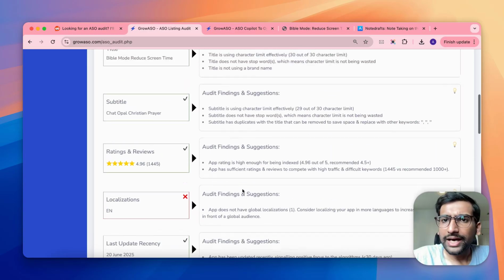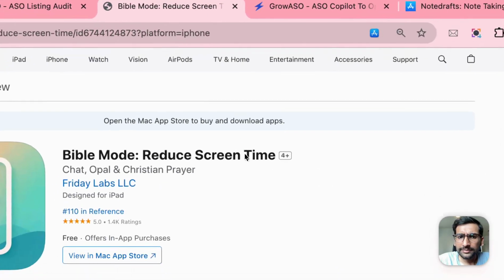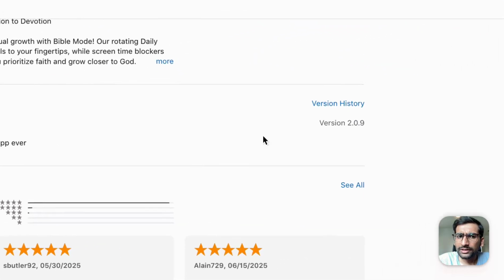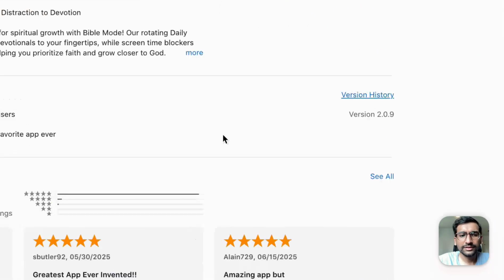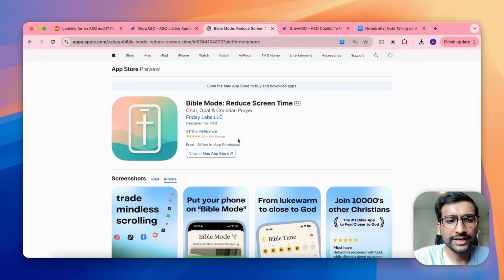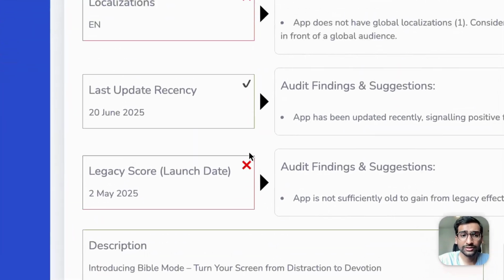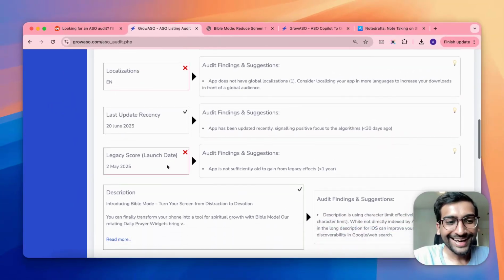Why is it showing as a new app though? Is it really that new? Let me check it out. Is it wrongly being captured, or is this correct? This is correct. Wow, this app is so new and it has 1.5 thousand ratings. This is amazing actually. Wow, I mean, I was quite shocked.